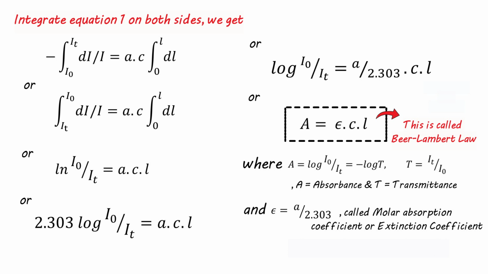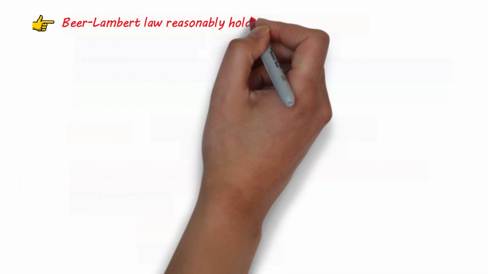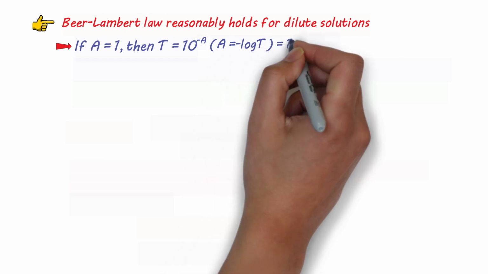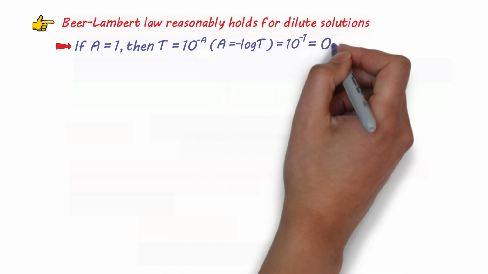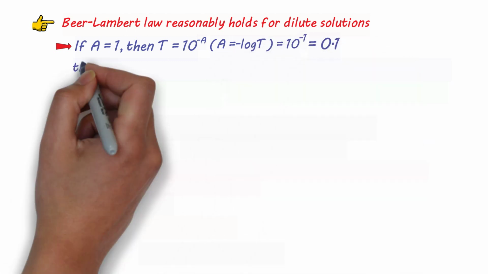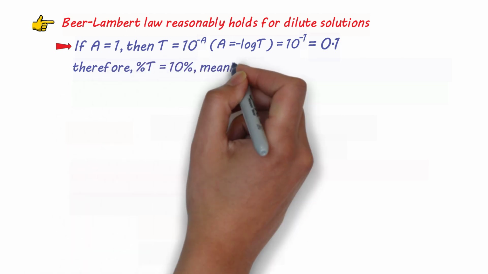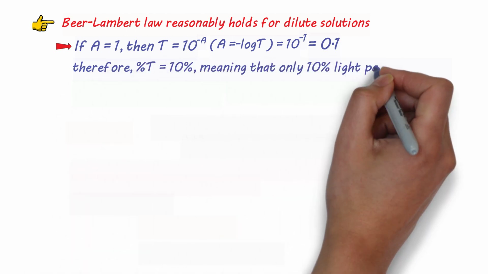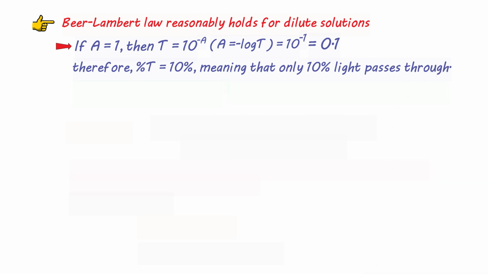This epsilon is a measure of extent of absorption. The more the value of epsilon, the more will be the extent of absorption, and the higher will be the intensity of signal, and vice versa. Now, this Beer-Lambert law reasonably holds for dilute solutions. This is because if absorbance is kept as 1, then transmittance, as calculated by the expression A is equal to minus log of T, comes out to be 0.1. Therefore, percent transmittance will be equal to 10%, meaning that only 10% of light passes through, indicating 90% absorption.